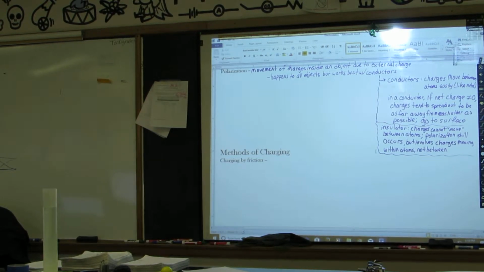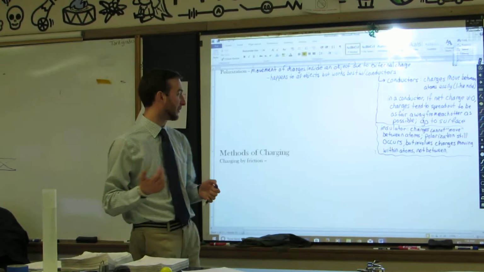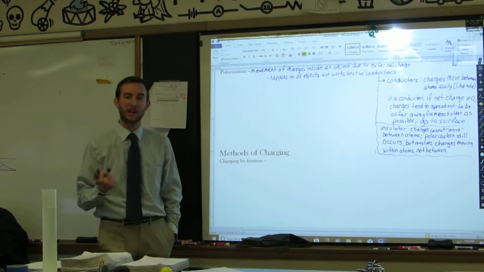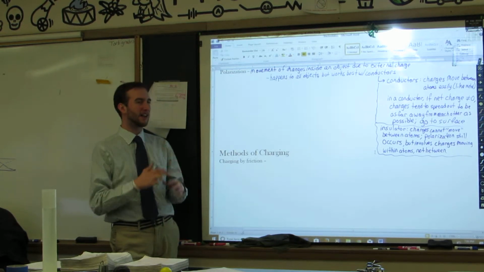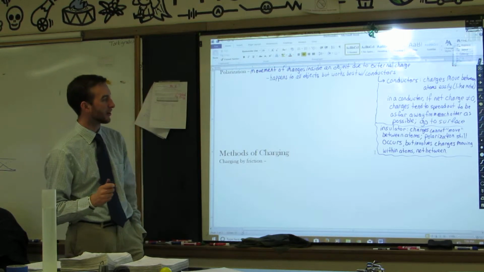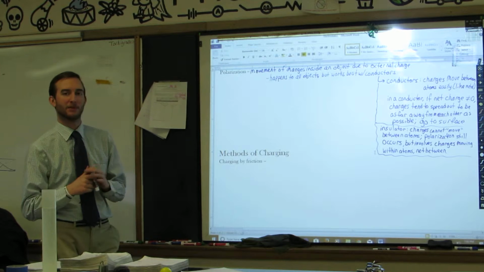Okay, when we left off, we were talking about insulators and how charges are not allowed to move around freely in an insulator. Polarization can still occur in an insulator, but the charges cannot jump atom to atom like they do in a conductor. Polarization still occurs, but it involves charges moving within atoms, not between.